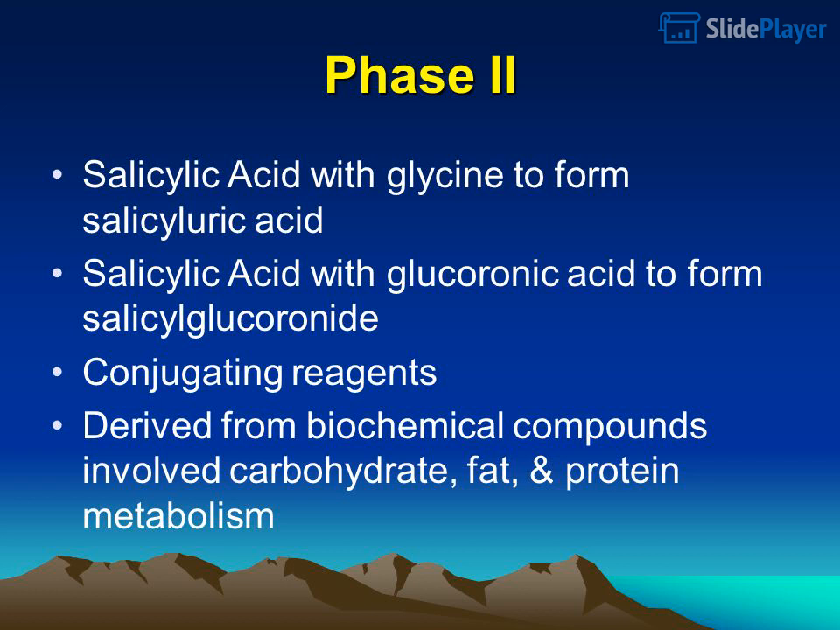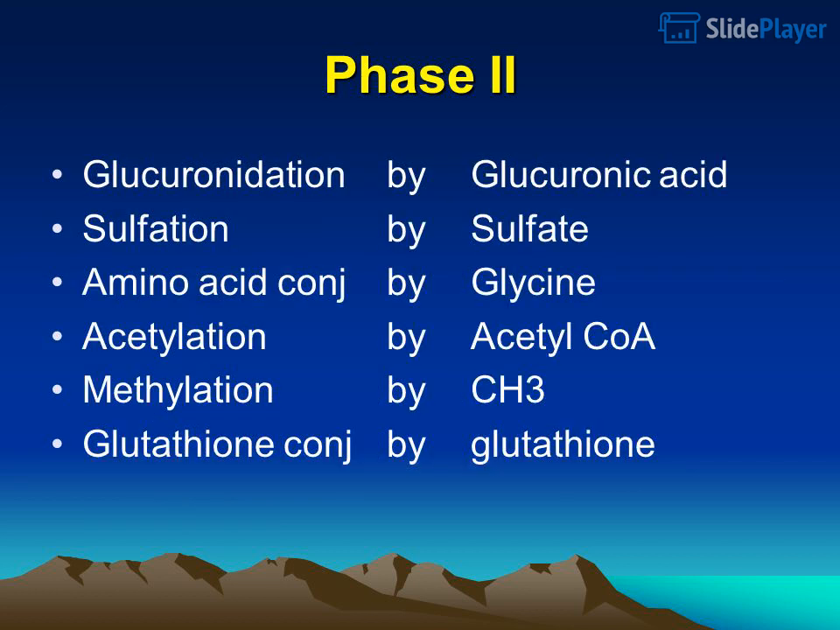Conjugating reagents are derived from biochemical compounds involved in carbohydrate, fat, and protein metabolism. Phase II reactions include glucuronidation by glucuronic acid, sulfation by sulfate, amino acid conjugation by glycine, acetylation by acetyl-CoA, and methylation by CH3.